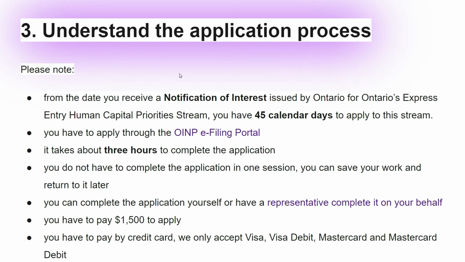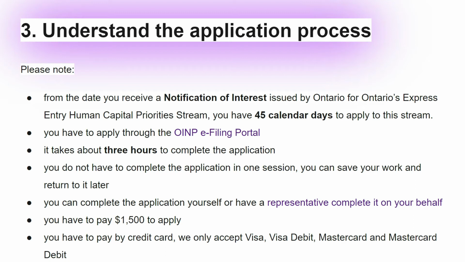Understand the application process. Please note that from the date you receive a notification of interest issued by the Ontario government for Ontario's Express Entry Human Capital Priorities stream, you have 45 calendar days to apply to this stream. Okay, once you receive that notification of interest from the Ontario government, from the OINP, from that day you have only 45 calendar days to apply for this stream, which is called the Human Capital Priorities stream.